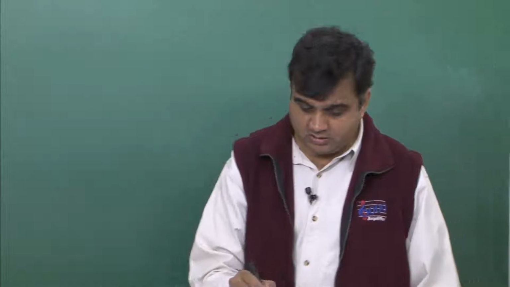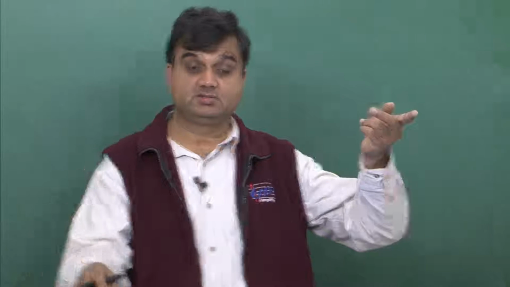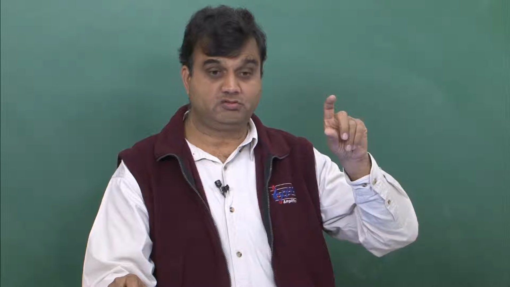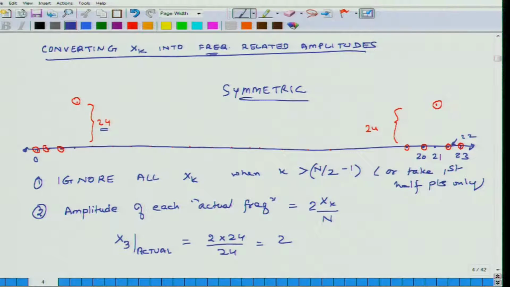So what does that mean? So this is the indicated value, but the actual one: X3 actual is equal to 2 into 24 by 24, which is equal to 2. Now when we go back to our original sine function, its amplitude was 2. If you remember, it was 2 sine 2 pi f t. And there was no other frequency in the signal, right? There was only one frequency, so all other frequencies are coming to be 0. There is only one frequency, and its amplitude is 2.